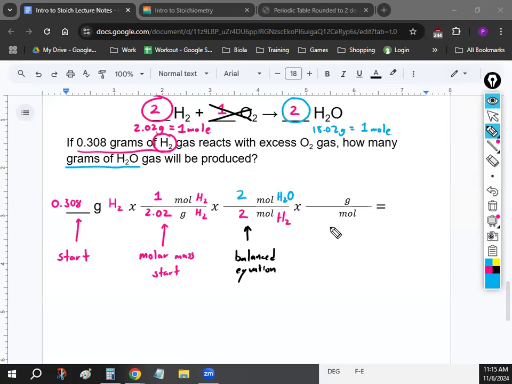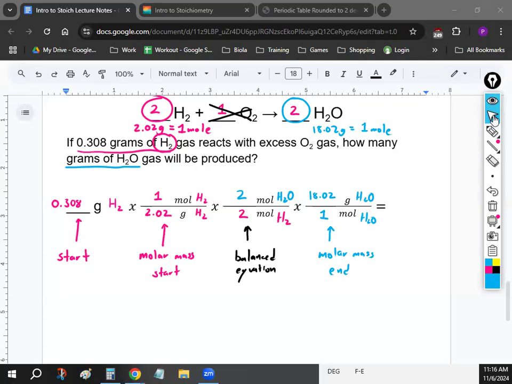The third fraction is going to be about the molar mass, but this time it's for the ending chemical, which is H2O. If you look, 18.02 grams, and grams is on top, so we put the 18.02 on the top, and then it's 1 mole, which goes on the bottom. There you go. That is the entire setup.